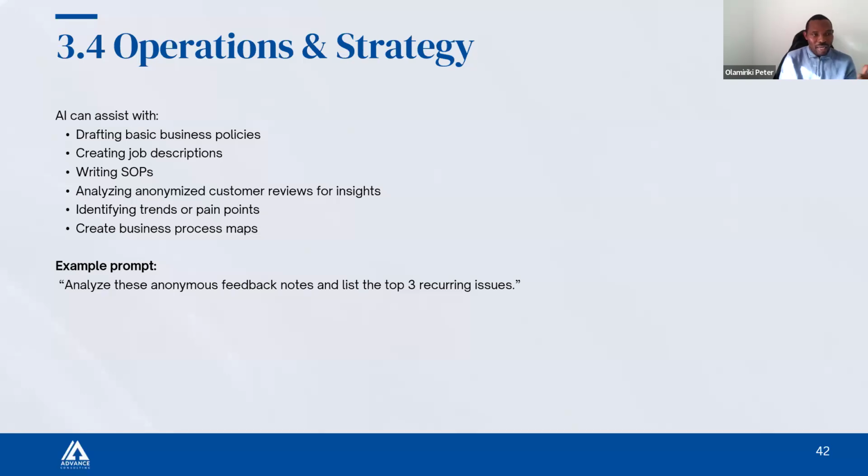Okay. So, an example of a prompt that you can use, maybe a simple prompt: analyze this anonymous feedback notes and list the top 3 recurring issues. These are the kind of ways you can use AI to do your customer review. For example, you can just copy everything. Many of you are familiar with Copilot. Copilot can do this analysis. I think Gemini can also do it.